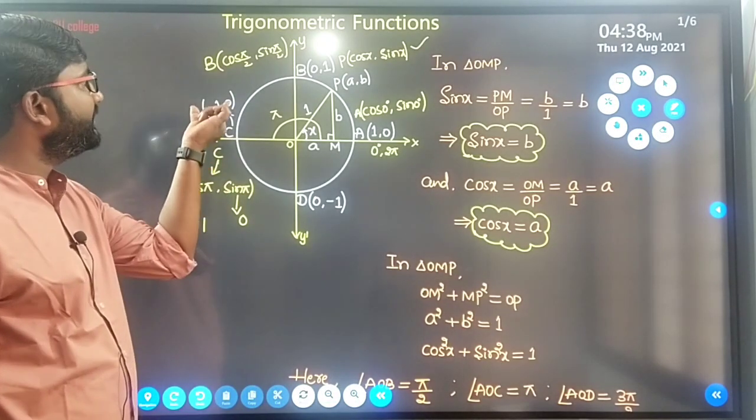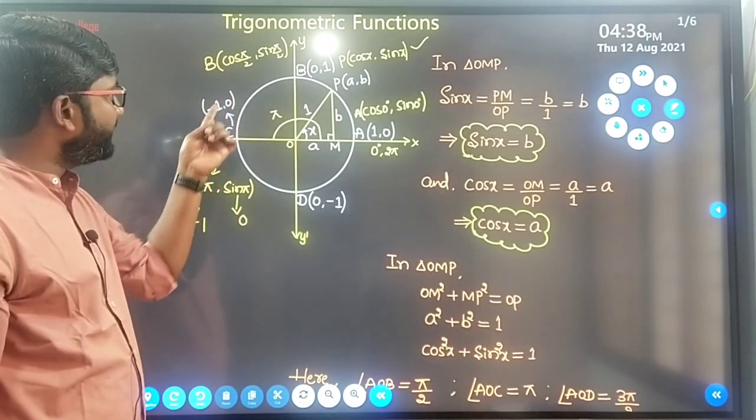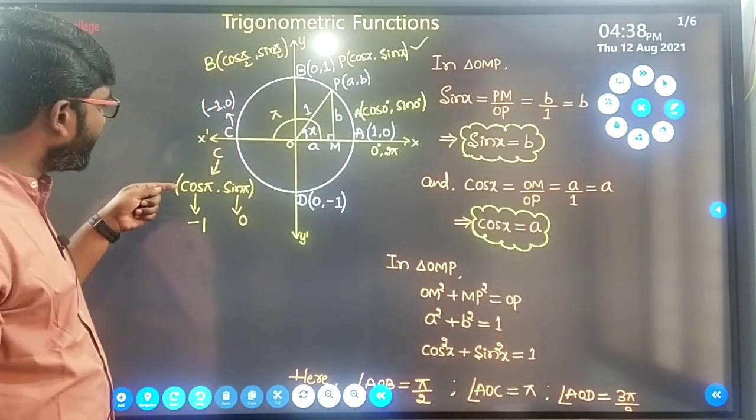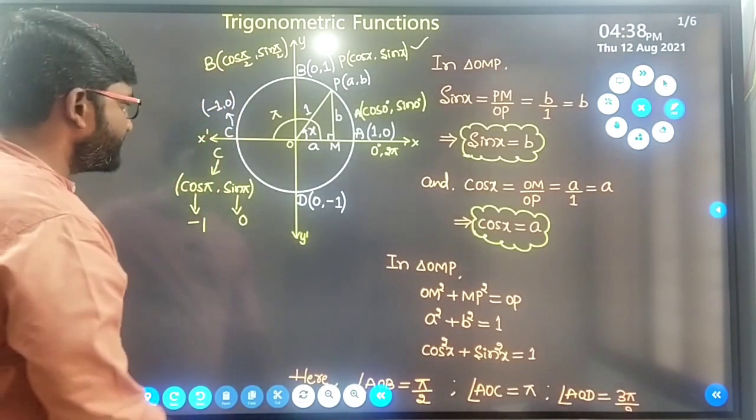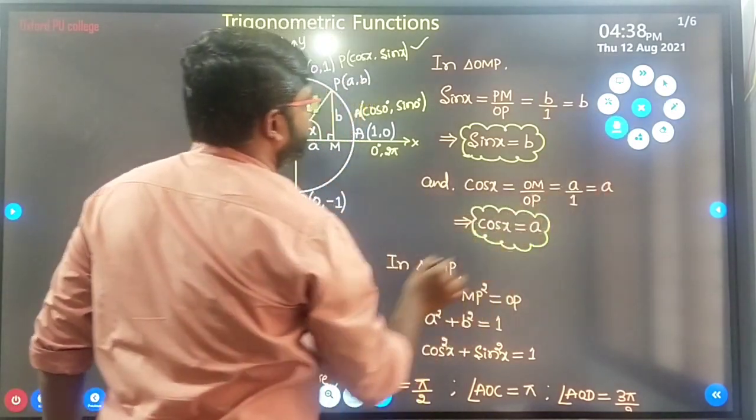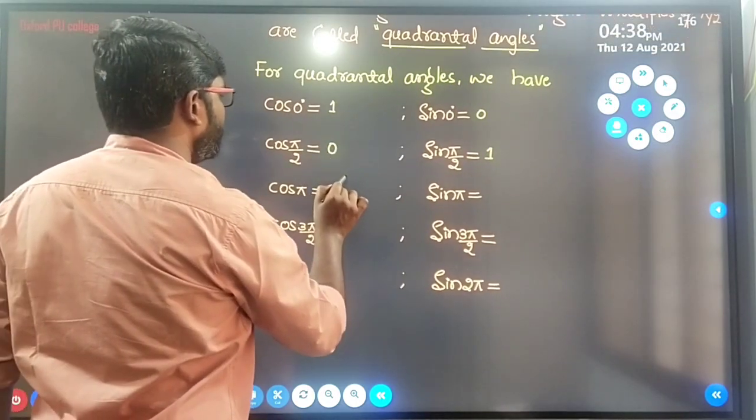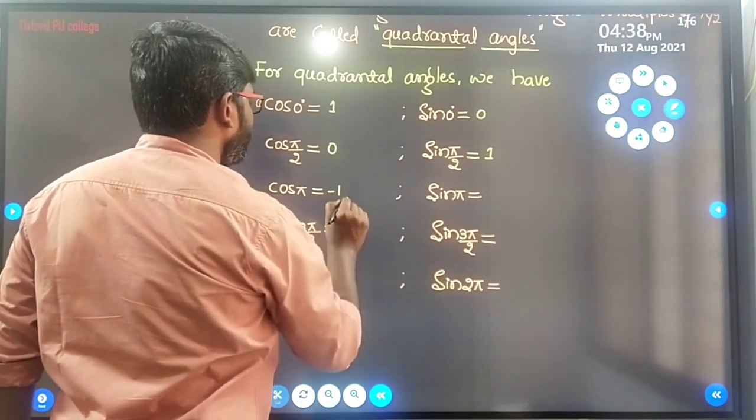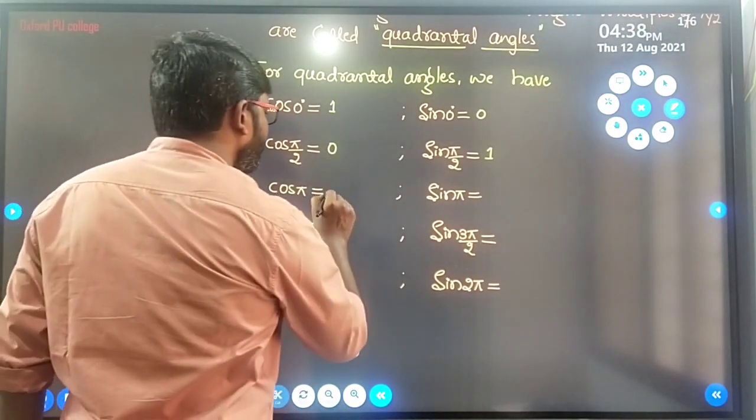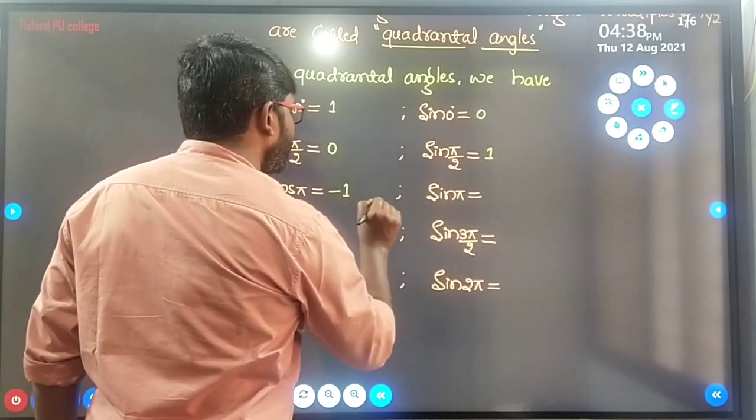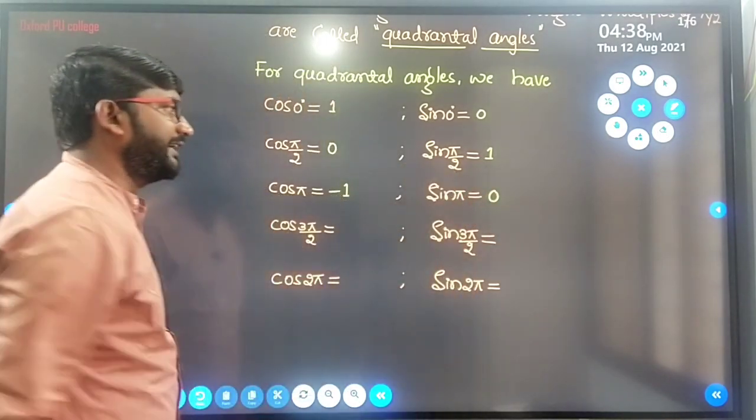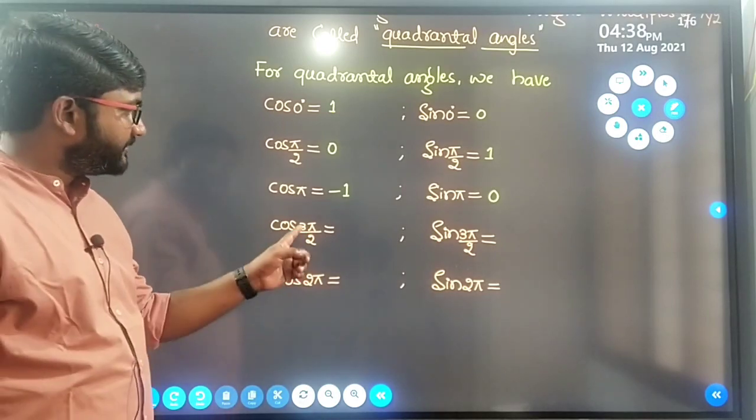Compare these two with the given points. So sin pi value is 0, whereas cos pi value is minus 1. That we will have to write. So what is cos pi? It is minus 1, and sin pi is 0. Next, what is the next angle now? It is 3 pi by 2.